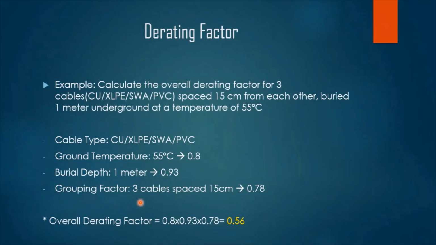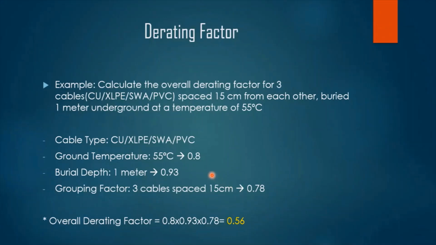Let's understand more how these factors might negatively impact the cable's efficiency by looking at this example. The example says calculate the overall derating factor for three cables of this type, spaced 15 centimeters from each other, buried 1 meter underground at a temperature of 55 degrees Celsius. So we are given a cable type of copper conductor, XLPE insulation, steel wire armor, and PVC sheath. A ground temperature of 55 degrees Celsius, burial depth of 1 meter, and a grouping factor of 15 centimeters between each cable. So we have here some values: 0.8, 0.93, 0.78.